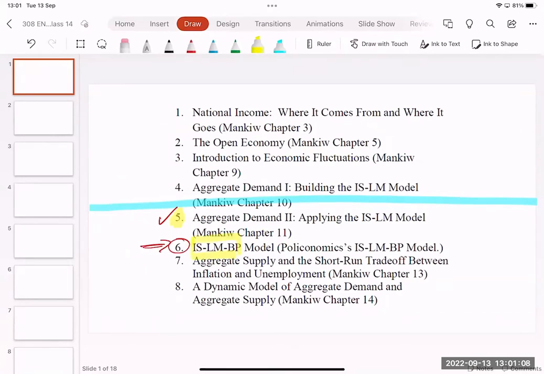As you can see over here, we already learned about IS-LM in chapter 4 in the midterm exam, and we already finished chapter 5 about IS-LM also. Today we're going to go further. We're going to have IS-LM, and today I'm going to introduce you to a new curve, which is called the BP curve. So let's start.